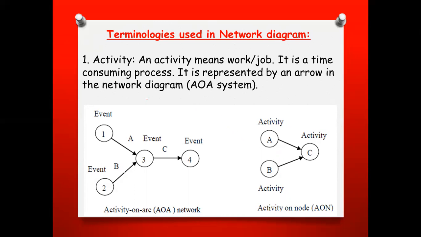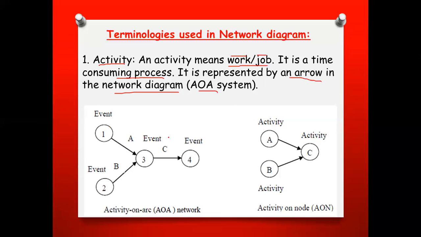Here, the first one is activity. An activity means doing a work or a job. It is a time-consuming process. Whenever you are doing any job or any work in your home, you are spending your time. It is represented by an arrow in the network diagram, like the AOA system. What is the AOA system? Activity on arc. The other one is activity on node.